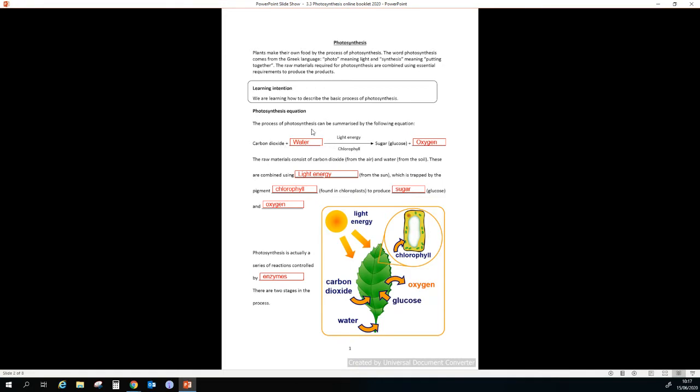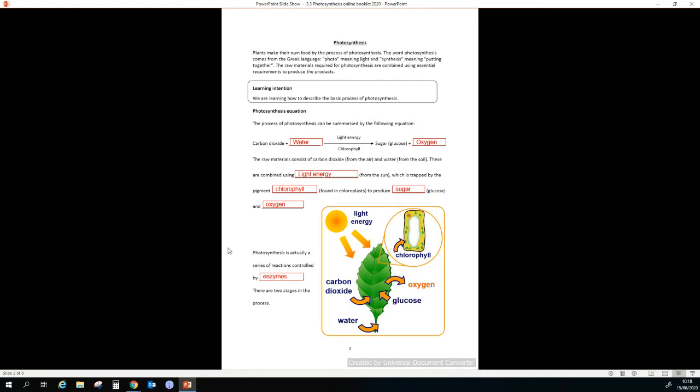So CO2 plus water, cow, in the presence of energy, that's the E, so cow we, and then glucose and oxygen, go. So if you're struggling to remember photosynthesis, it's cow we go, and if you're struggling to remember respiration, it's go cowie. So the raw material consists of carbon dioxide from the air, water from the soil, and these are combined using light energy from the sun, which is trapped in chlorophyll to produce sugar in the form of glucose and oxygen. Really, in the National 5 course, we want to use the term glucose rather than sugar.